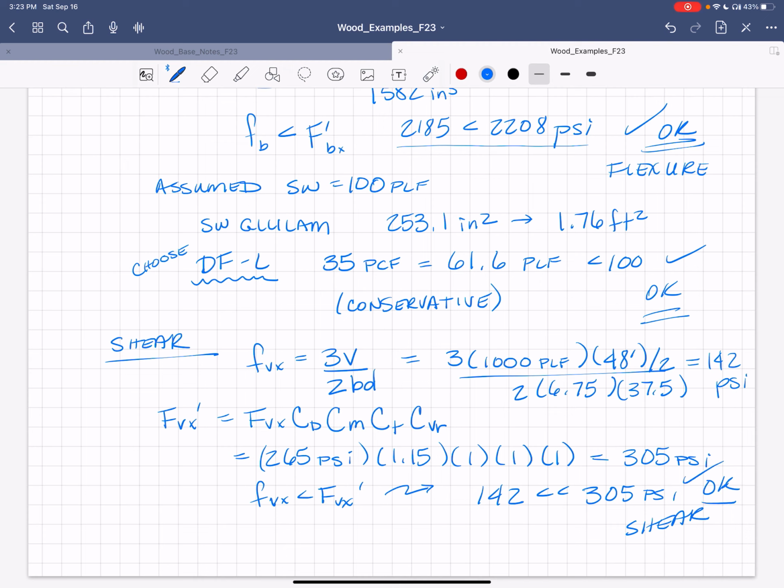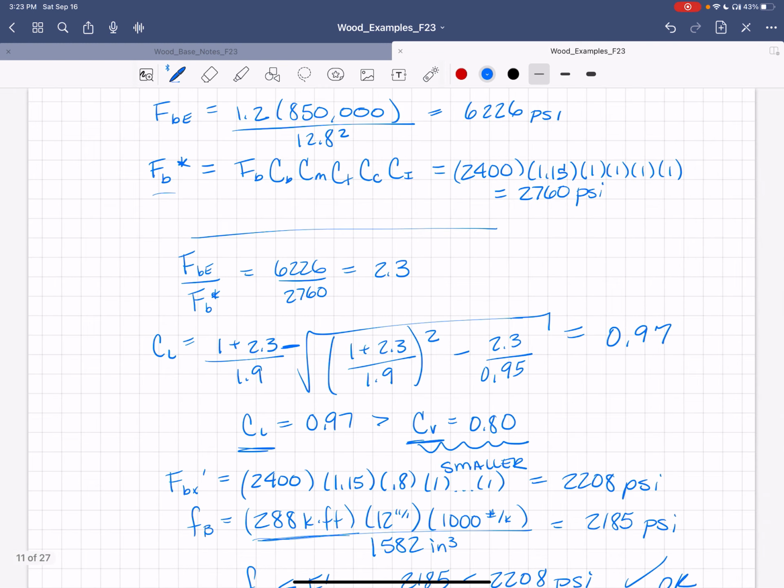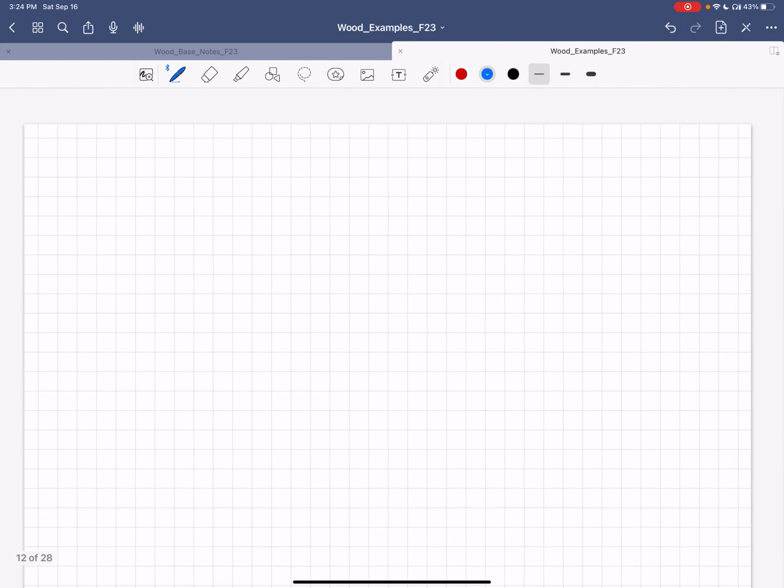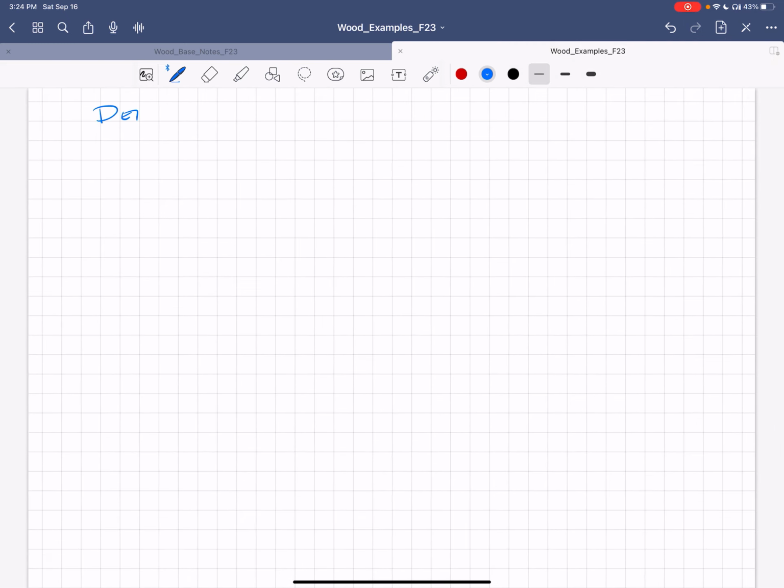When we start looking at notches and stuff, that's a little bit different, but the general shear capacity of the beam is fine. And let's finish up with deflection. Our deflection equation is the usual because it's simply supported: 5WL to the 4th over 384 EI.